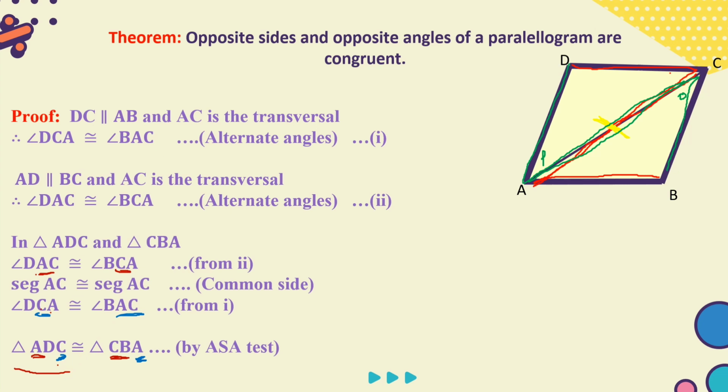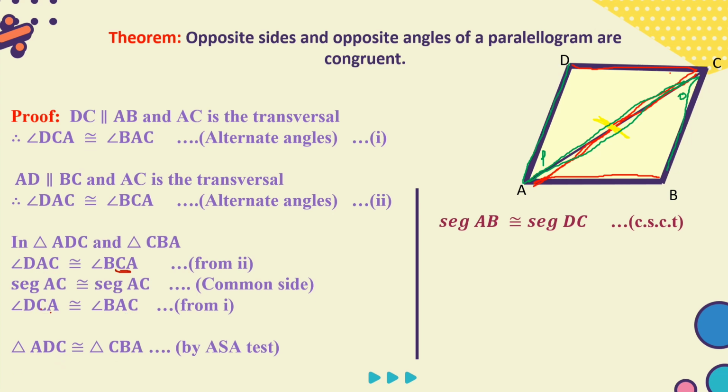So if two triangles are congruent, then we can say that all the sides and all the angles of those triangles are congruent. So if the triangles are congruent, then AB will be congruent to DC. Side AB will be congruent to DC. You all look, AB is congruent to DC. AD will be congruent to BC. Okay, CB can be written as BC.